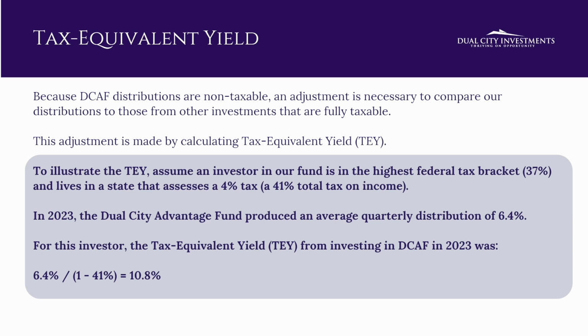In 2023, our fund produced an average quarterly distribution of about 6.4%. So for this investor who has a 41% total tax rate, the tax equivalent yield from investing in the Dual City Advantage Fund in 2023 was 10.8%. And you'll see the very basic arithmetic there.